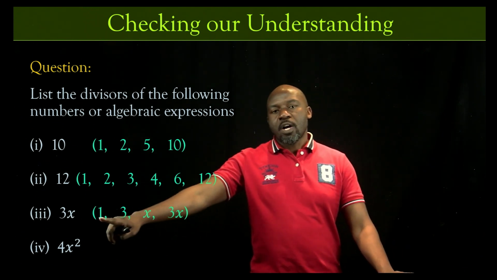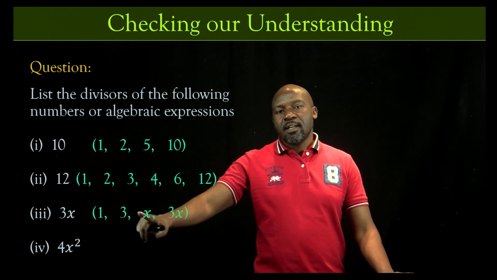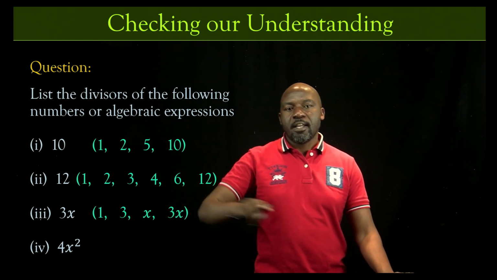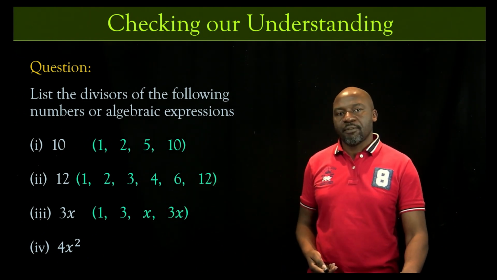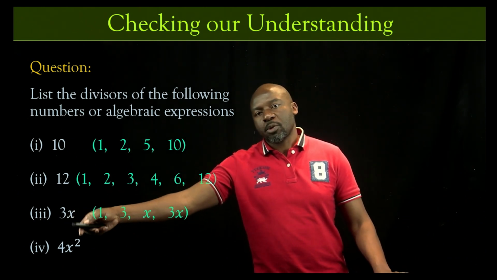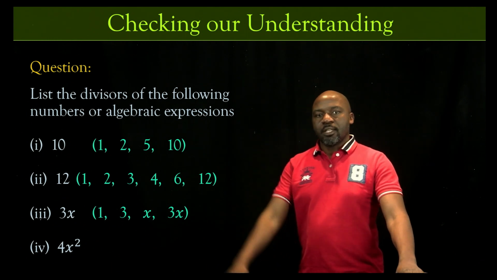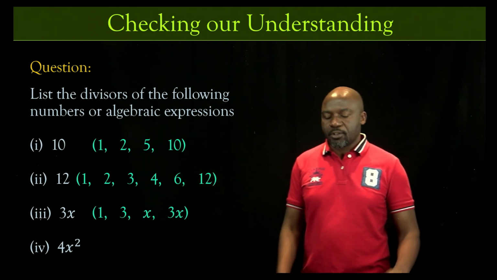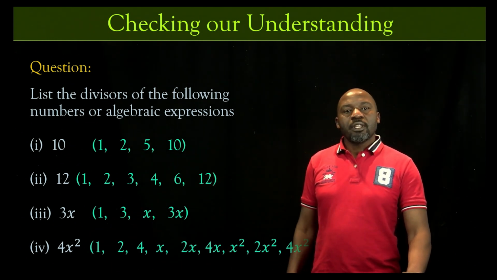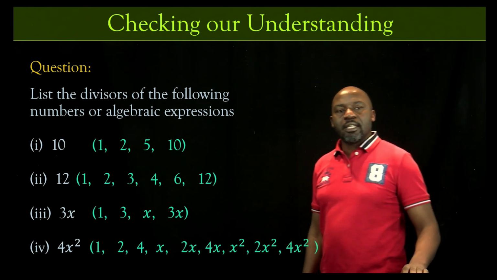So notice 1 and 1x, 3 and 3x. There is a pattern to determining the factors of an algebraic expression such as this. Similarly, that goes the same way with 4x squared there. What are the factors? And if you've done this correctly, this is what you should find.